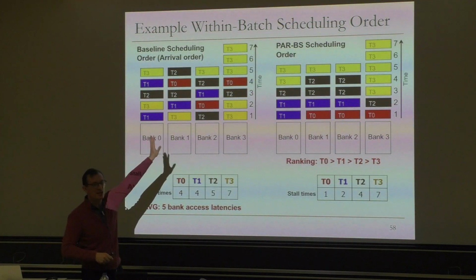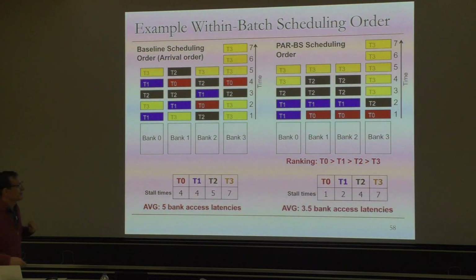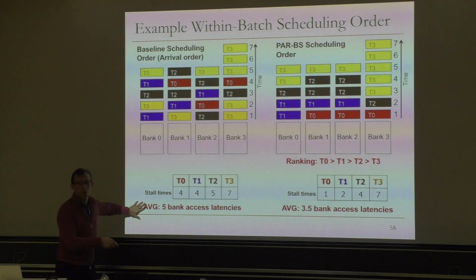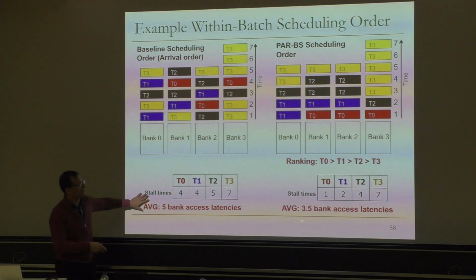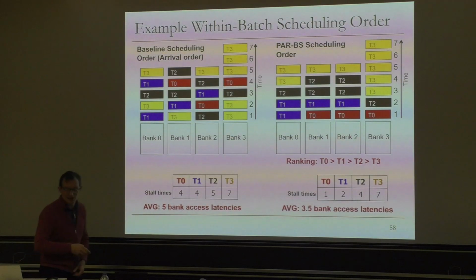There are other requests that may be coming outside this batch clearly, right? So life is not as nice. But within this batch, we've improved performance, if you measure performance in terms of average bank access latency, by 30%. Does that make sense? So that's the beauty of scheduling in a parallelism-aware manner.